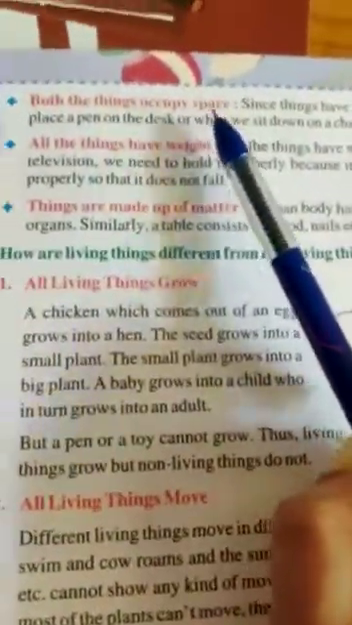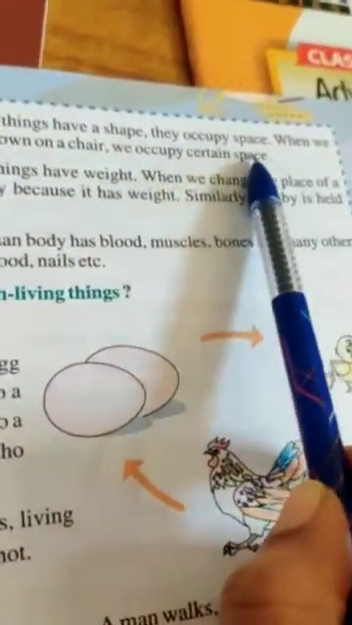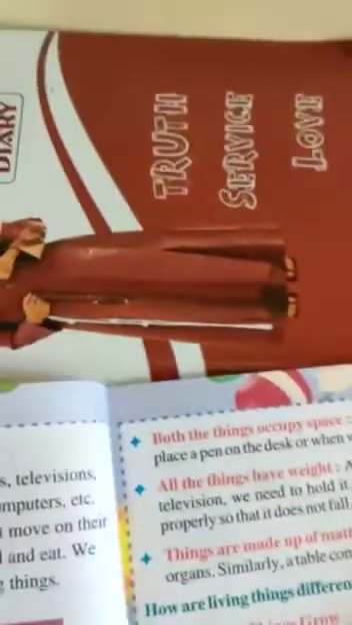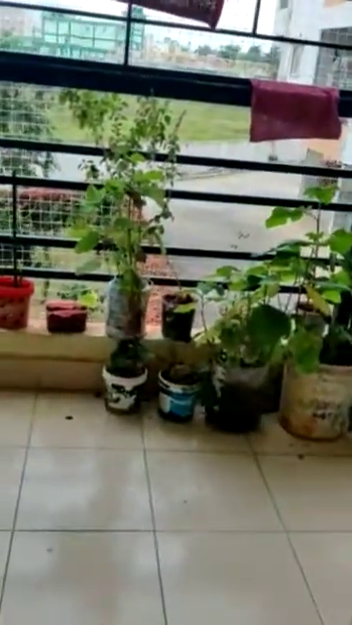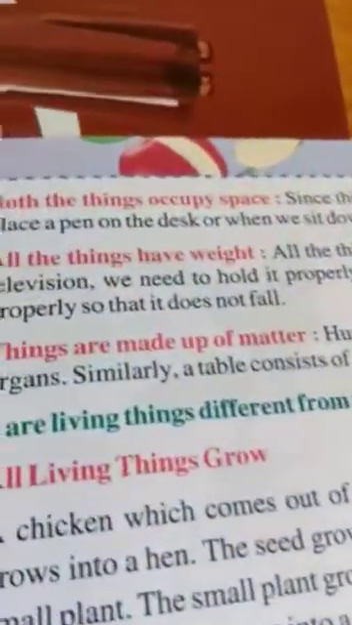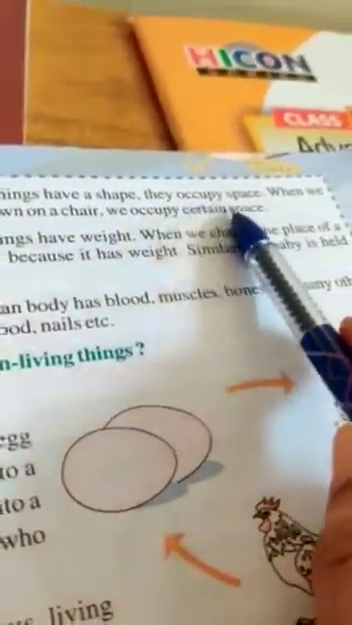Both the things occupy space. Yes, space. Since things have a shape, they occupy space. Every living or non-living thing occupies space. Look at my book. My book is sitting on my table. It's occupying so much of place. Okay. And my plants also are occupying some place outside. Look at all the plants around you. They all are occupying place. Okay. That means they are all needing place. Just like that, even birds, animals, everybody needs some place. Since things have a shape, they occupy space.